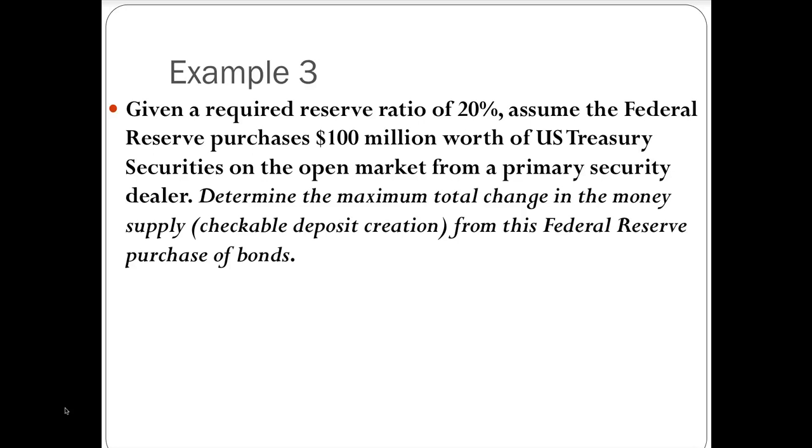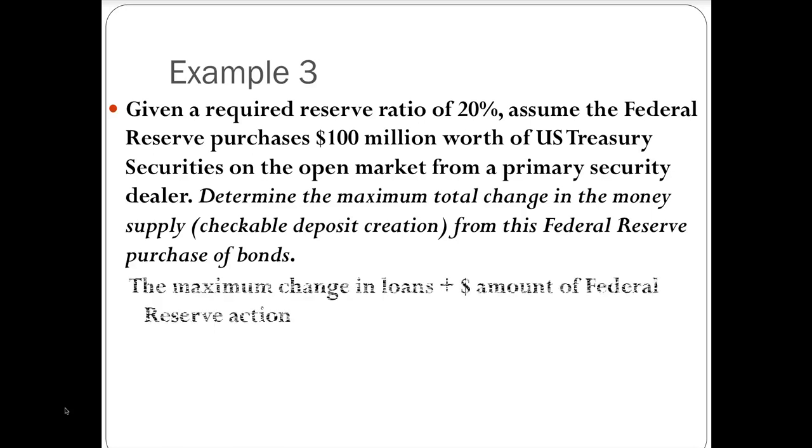So determine the maximum total change in the money supply. This is the total amount of checkable deposit creation from this Federal Reserve purchase of bonds. So we're going to look at the new money supply total, the new amount of checkable deposit creation that came from this initial purchase of U.S. Treasury securities.